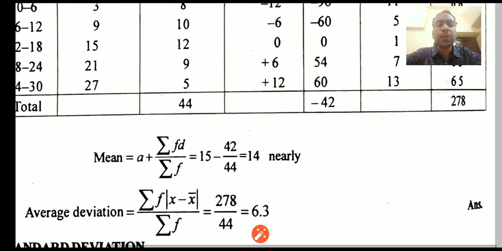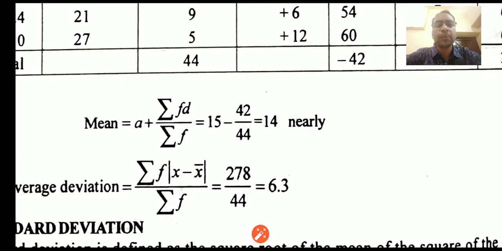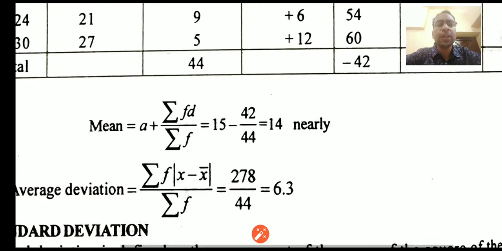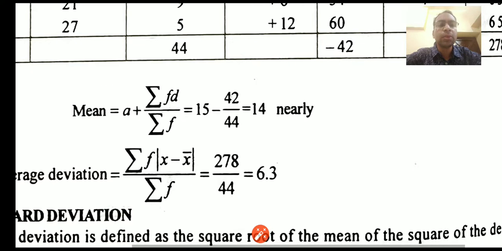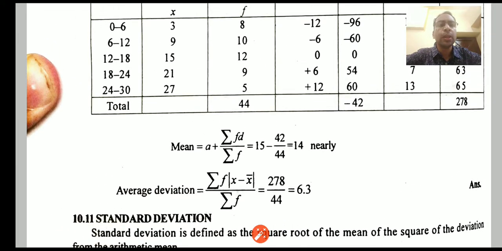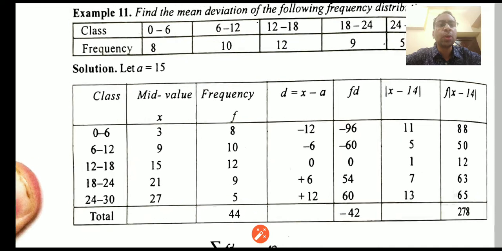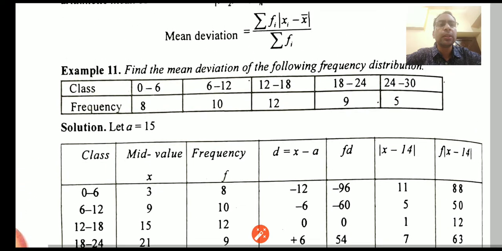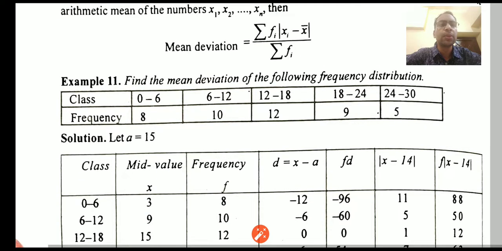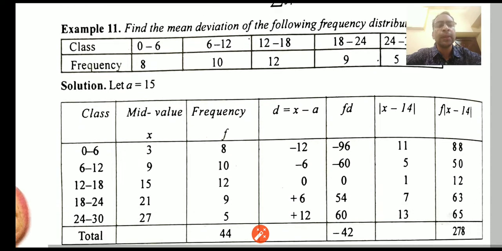Let's put all the values into the formula for the average deviation. So this is equal to 278 divided by sigma of frequency, that is 44, which comes to 6.3. So this is the mean deviation, this is how we can calculate the mean deviation. Please perform the questions in your copy and then try to solve these questions, and once you are able to solve these questions, it's very good. Otherwise, if you have any confusion, please feel free to ask.